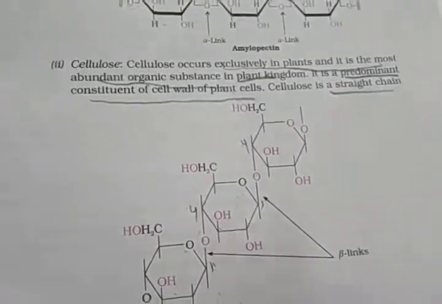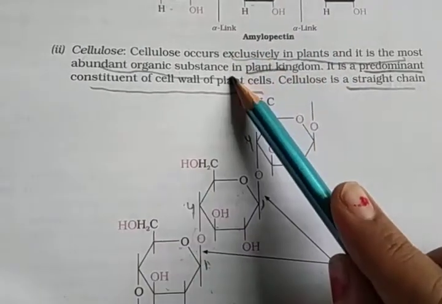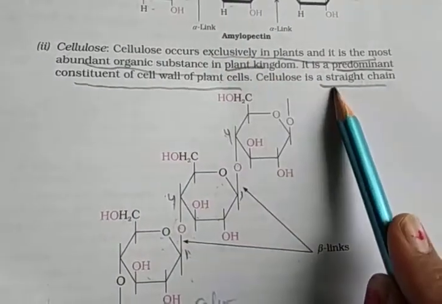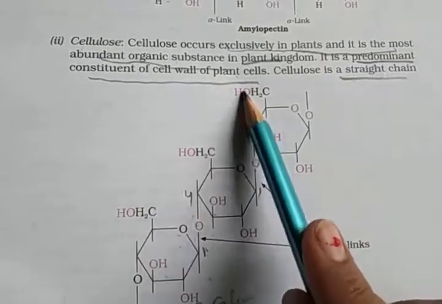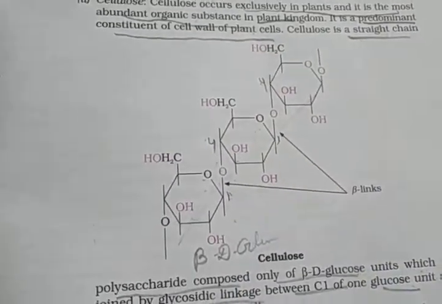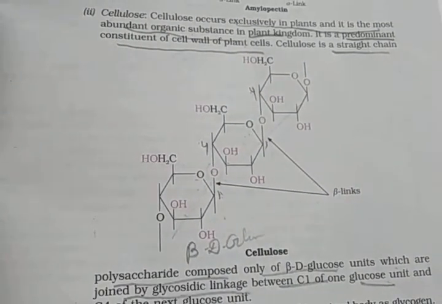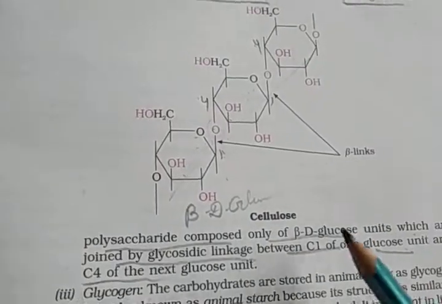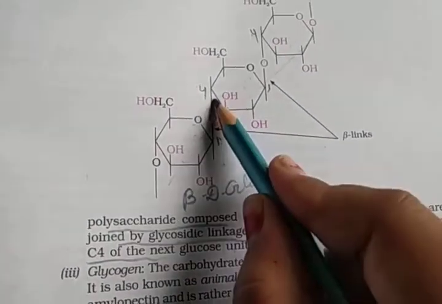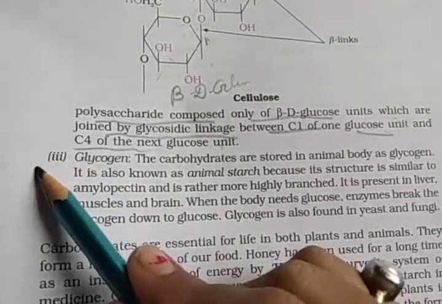Again I say, cellulose is present in plants, the most abundant organic substance in the plant kingdom. It is a predominant constituent of the cell wall of the plant cell, and it is a straight chain, this way, with carbon 1 attached to carbon 4 of the other unit.